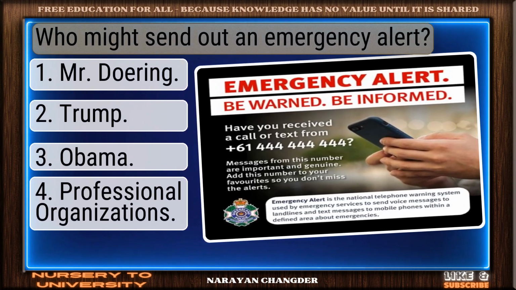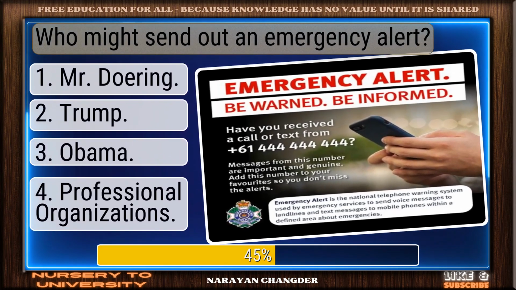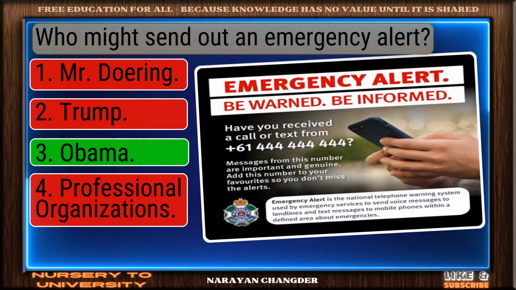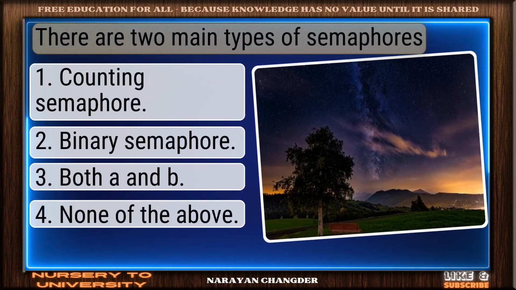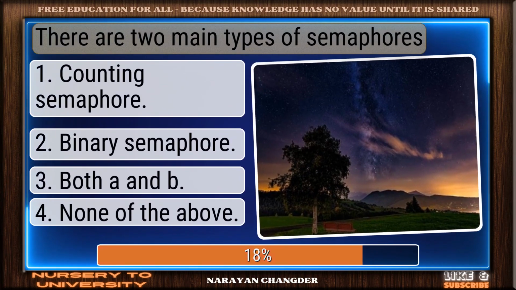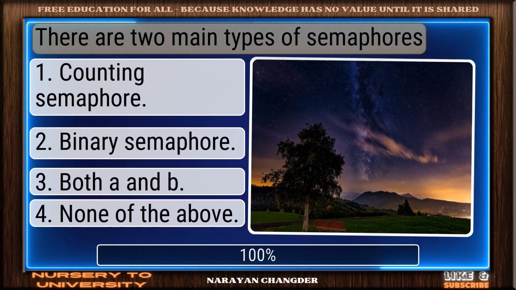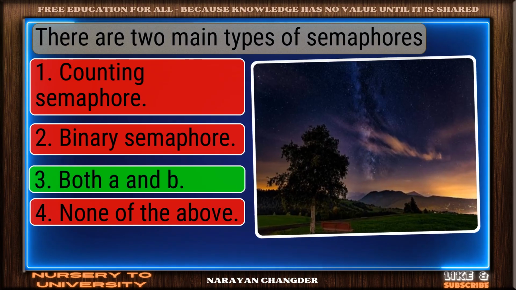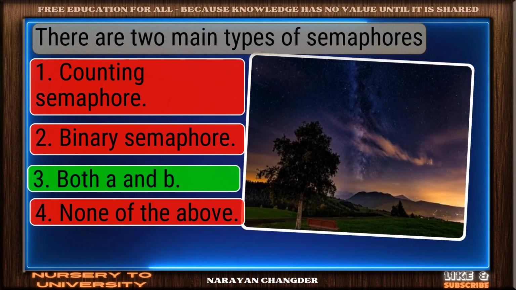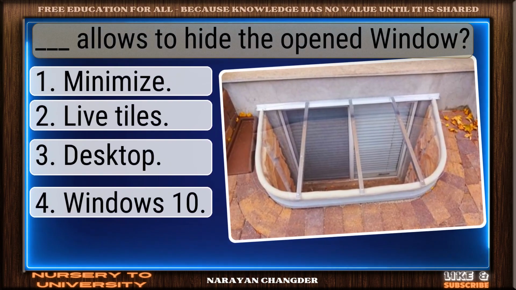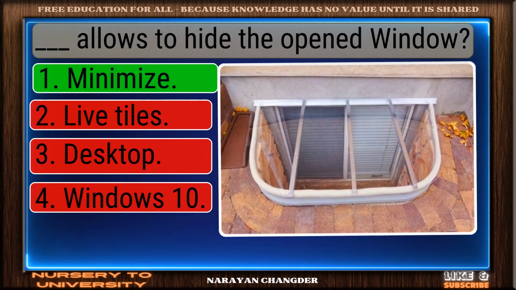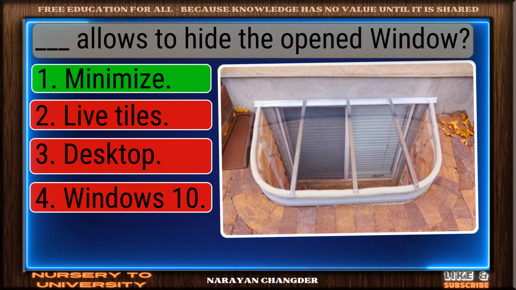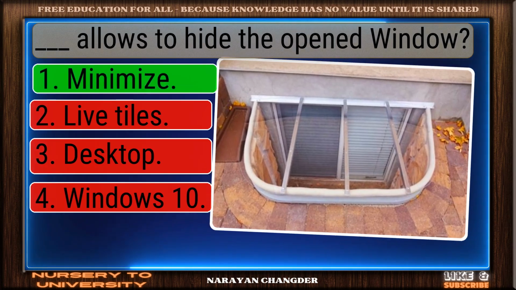Who might send out an emergency alert? Solid response. Obama is a valid choice. There are 2 main types of semaphores. Nice work. You chose both A and B and it is correct. Dash allows to hide the opened window. Nicely done. Minimize is a solid answer.